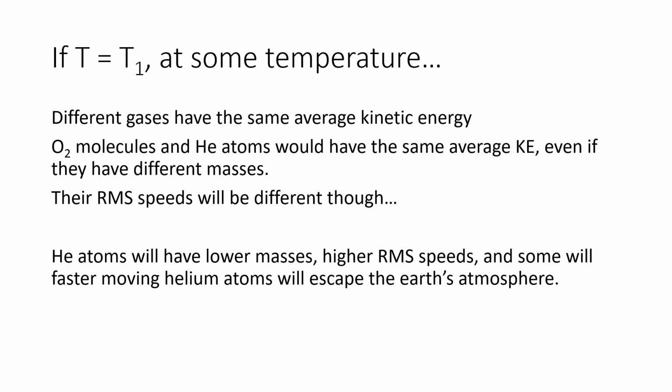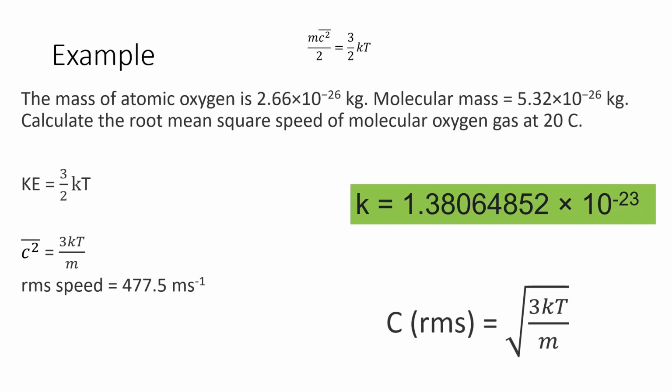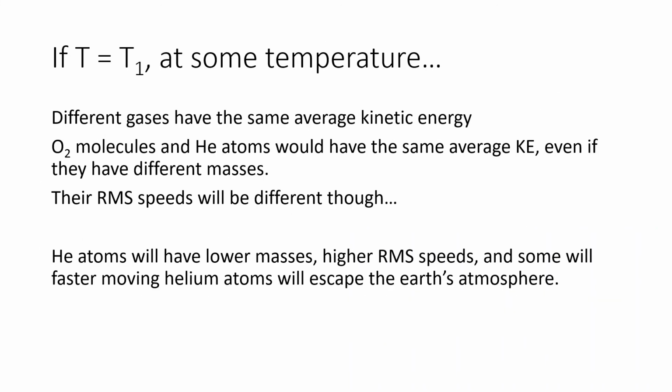For example, you've got helium atoms and oxygen atoms. Which one is lighter? The helium atoms will have lower masses. So if you look at the equation again, if m is small, then c is big. So helium atoms have lower masses and a higher root mean square speed, and then some of the faster moving helium atoms will escape the Earth's atmosphere.